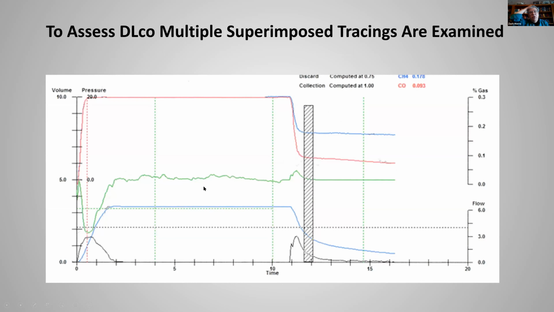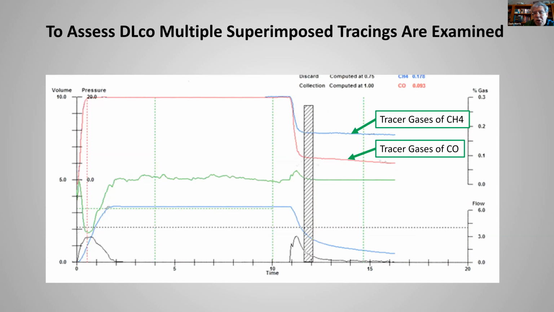Okay, now to assess diffusion, this is the screen. You need to look at your tracing. You need to look at the quality of the work. You just can't go by a number. Okay. So these are what the tracings look like. And what we do is we have multiple superimposed tracings that are examined. Now, the top tracing is going to be the tracings of the tracer gases, methane and CO. That little green line in the middle is going to be your mouth pressure, that should always be maintained at 0. And that little blue line down here, that's your inspiratory effort, measured by spirometry.